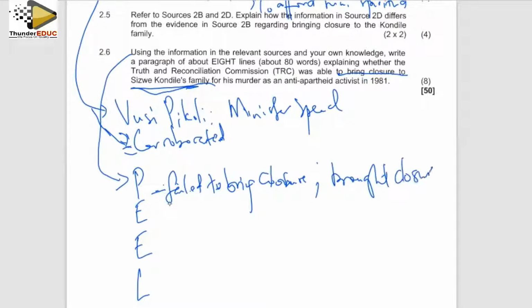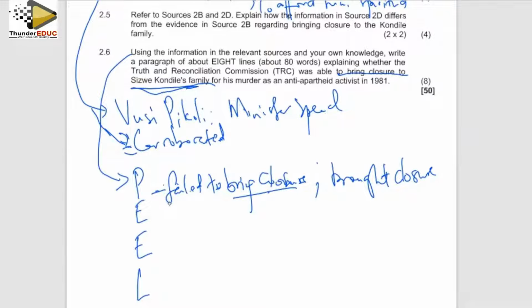However, it now depends on your argument, how you are going to support your line of argument. If you said it brought closure to the family, or if you said it did not bring closure to the family, you should be able to explain it and give evidence. For example, if you choose to say it did not bring closure, you can say the family was still pained by the loss of their loved one, and they could not find closure. And to make matters worse, they did not find the remains of their loved ones. They were only allowed to do a symbolic burial of their loved one.